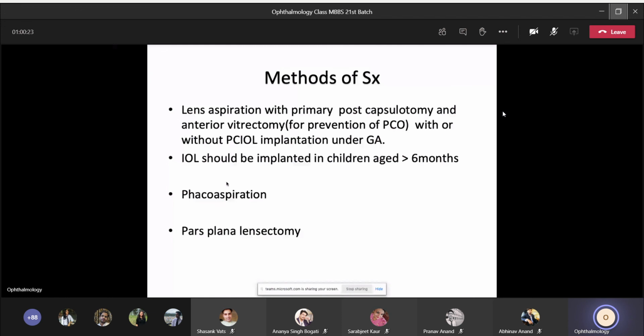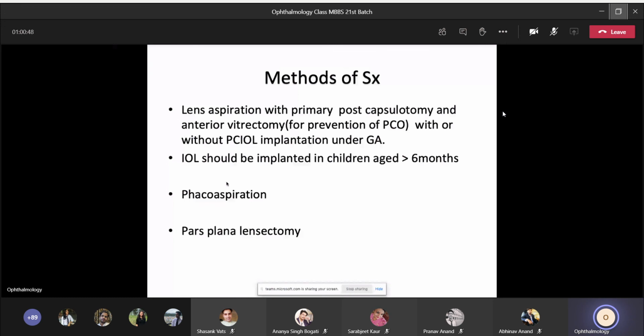The first one is lens aspiration with primary posterior capsulotomy and anterior vitrectomy, with or without posterior chamber intraocular lens implantation, under general anesthesia. This is the most preferred technique. Then other techniques are phaco aspiration and pars plana lensectomy.